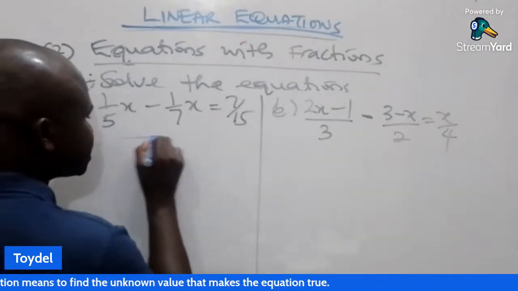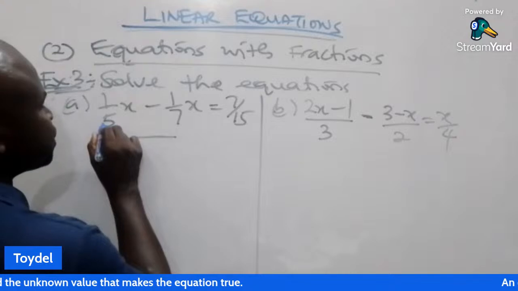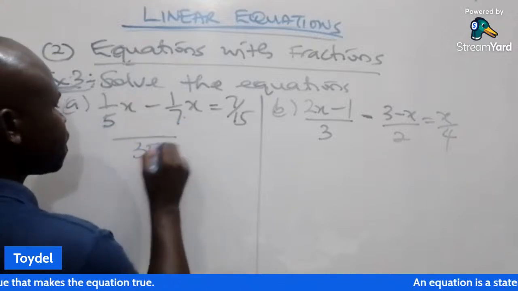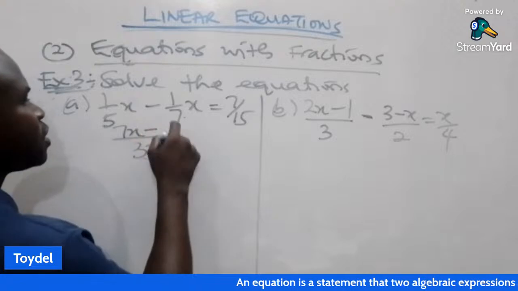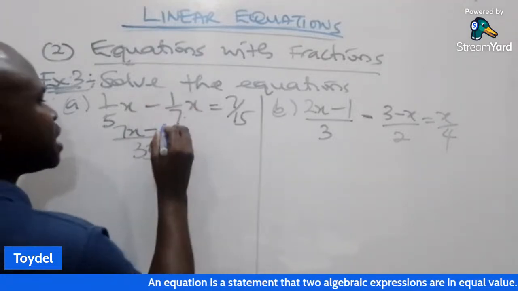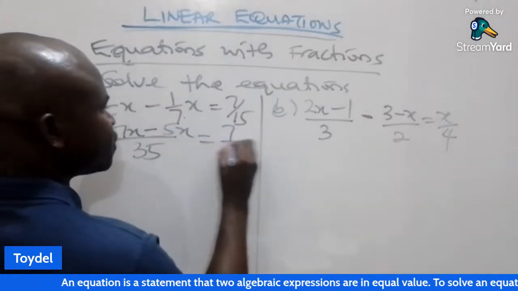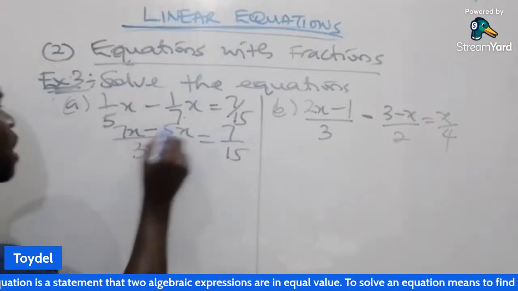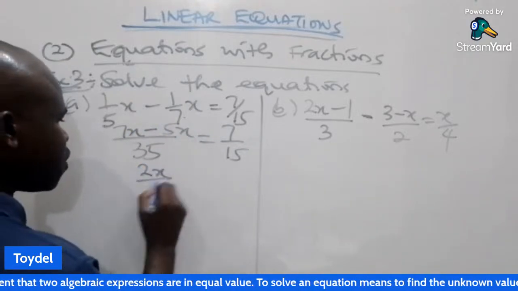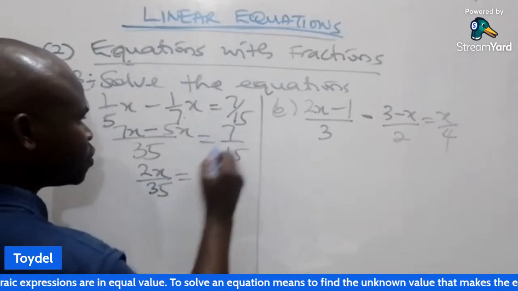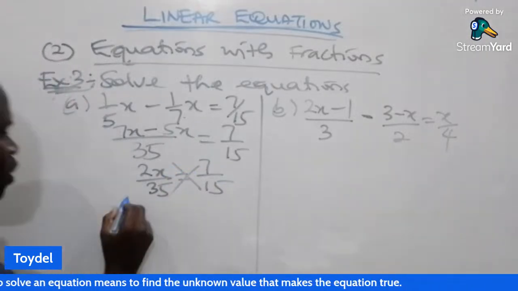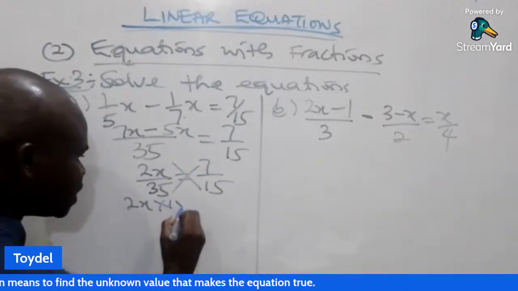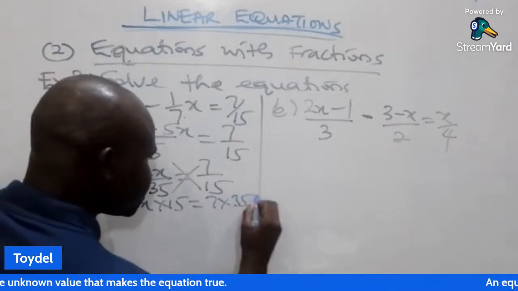So let's take the LCM of the left hand side here. The LCM of 7 and 5 is 35. So 5 in 35 is 7, 7 times x, that's 7x, minus 7 in 35 is 5, 5 times x, that's 5x, is equal to 7 all over 15. 7 minus 5, that is 2x, all over 35 is equal to 7 all over 15. So at this point, we cross multiply. We have 2x times 15 will be equal to 7 times 35.